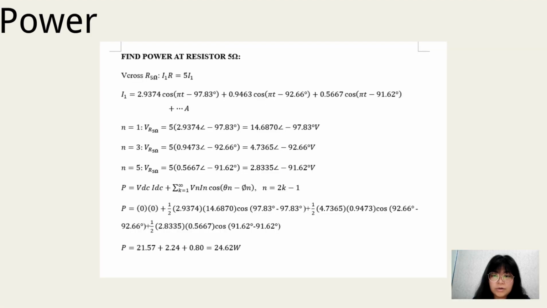This is our calculation to find the power at the 5 ohm resistor. We will use the value of I1 that we got from the calculation above. Then we substitute the values n equal to 1, 3 and 5 so that we can get the voltage of each n. Then we substitute the values into the formula to find the power. Then we can get the final value of the power, which is 24.62 watt.